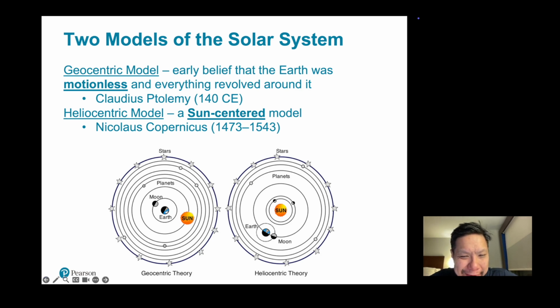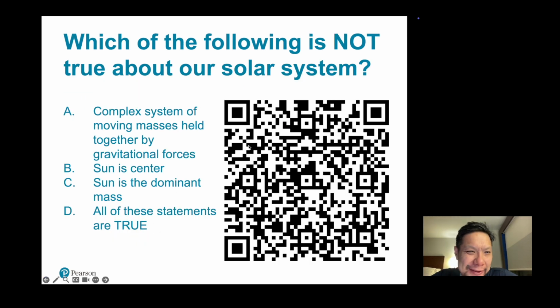So, anyway, our next question is, which of the following is not true about our solar system? Is it that it's a complex system of moving masses held together by gravitational forces? The sun is the center? The sun is the dominant mass? Or all of these are true? Go ahead and scan that QR code, answer the question, and if you can't get it to work, then just send me a Teams message so I know that you actually watched the video.